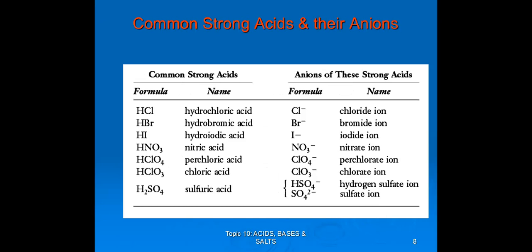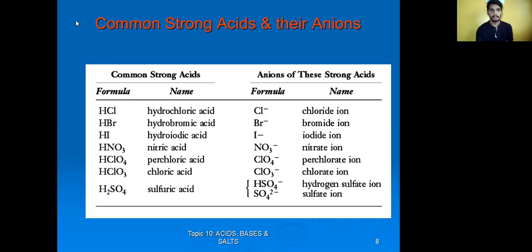Okay, in case of HI, it's called hydroiodic acid, that is I minus. HNO3, nitric acid. HClO4, perchloric acid. HClO3, chloric acid. H2SO4, sulfuric acid. Now you can see in the case of sulfuric acid, at the end, you can see my cursor, hydrogen sulfate ion is there and sulfate ion is there. That means that in case of H2SO4, it can donate only one hydrogen or it can donate both of the two hydrogens. So this is how we have to interpret this. Okay, let's move further.